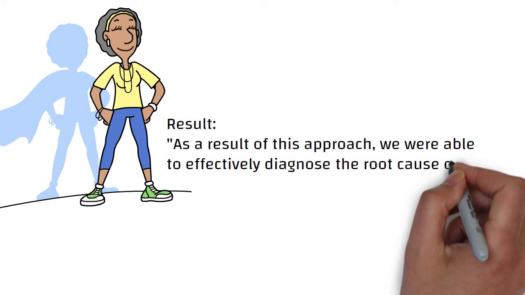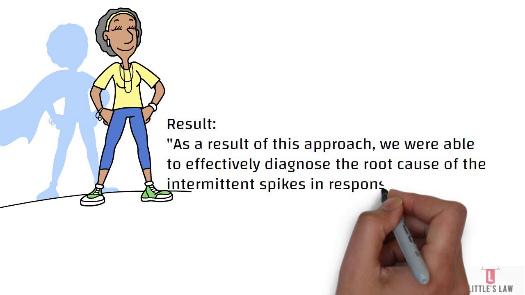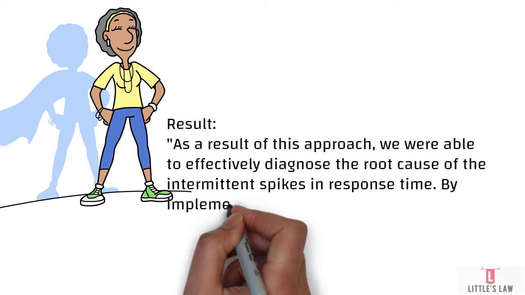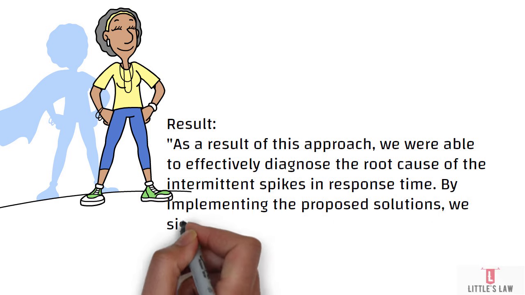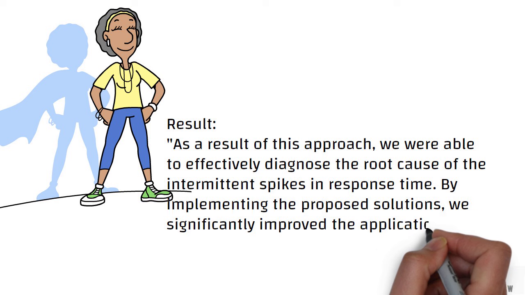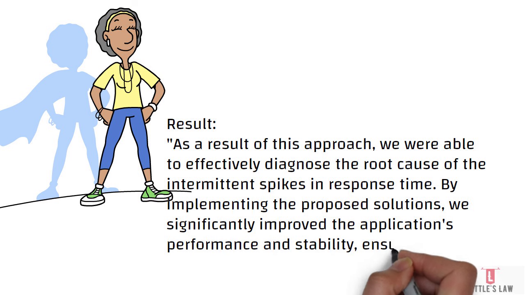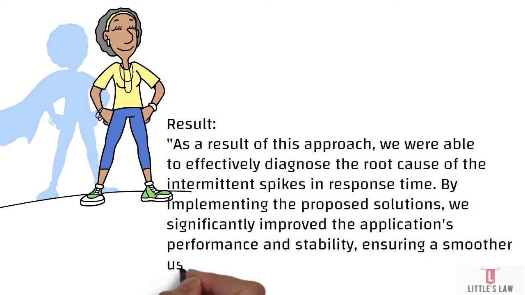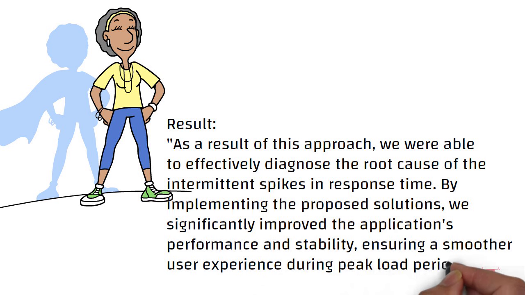So now coming to the final part, which is the result. You are approaching your issue in a way that you are understanding the situation, you are capturing the thread dumps, you are analyzing the thread dumps, you do a root cause identification, and then finally you propose the solution. As a result of this approach, I was able to effectively diagnose the root cause of the intermittent spikes in response time. And by implementing the proposed solution, I significantly improved the application's performance and stability, which ensures a smoother user experience during peak load periods. And this is how I approach this question on thread dumps: the analysis, and then finally the solution, and then the result.